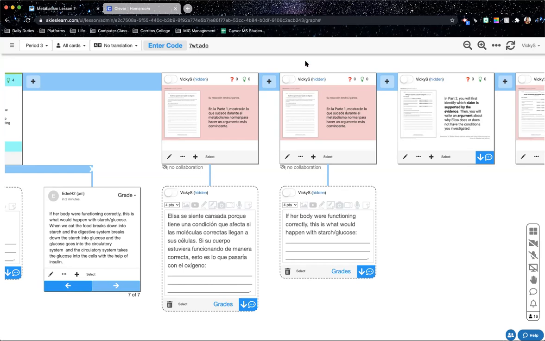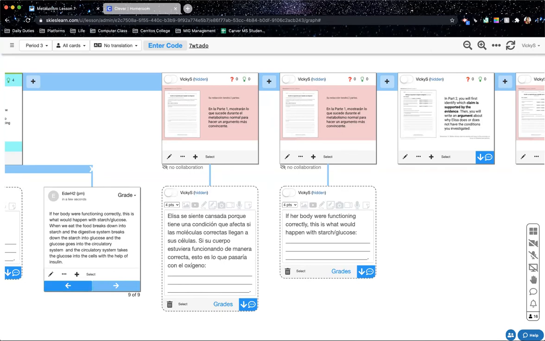Mrs., is the pink one only Spanish? Yes. So those are for my fourth and fifth period, which only speak Spanish, or some of them only speak Spanish.